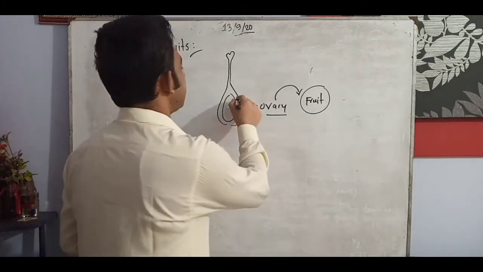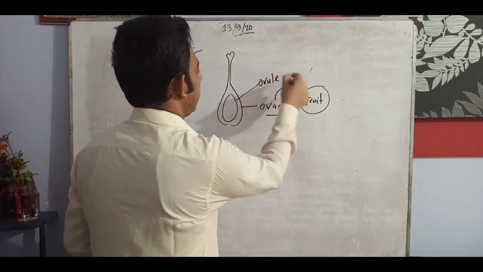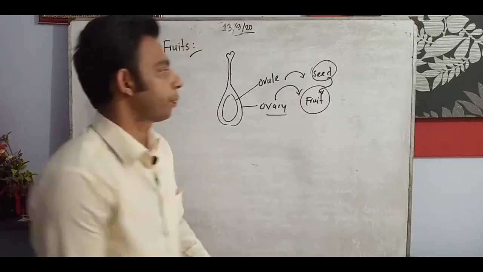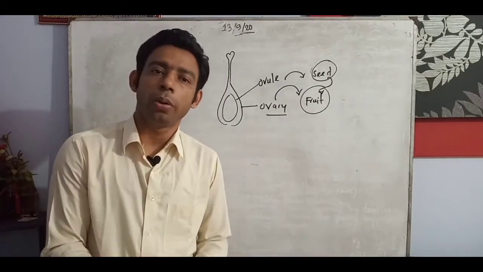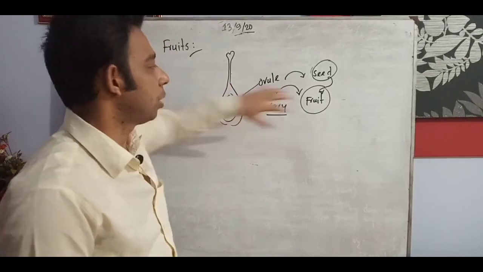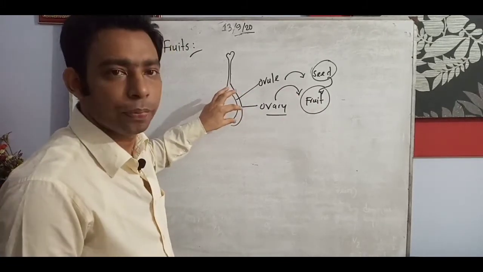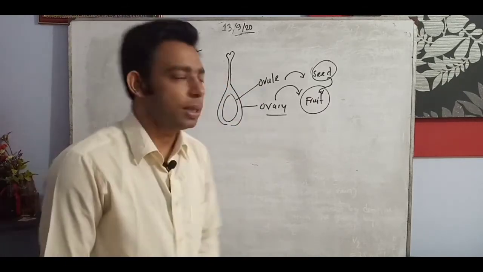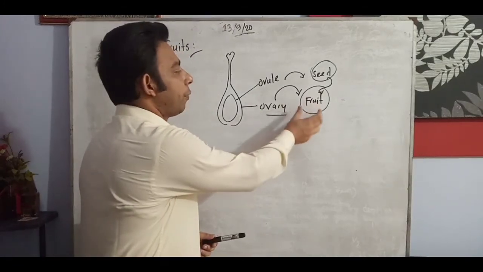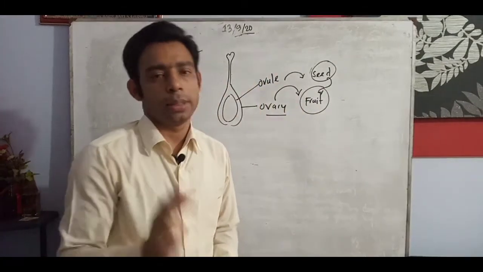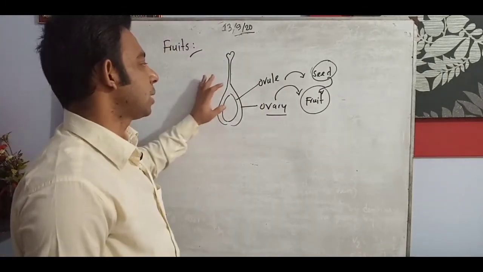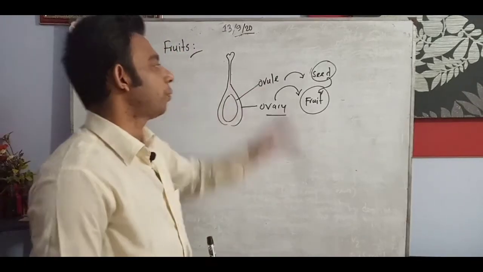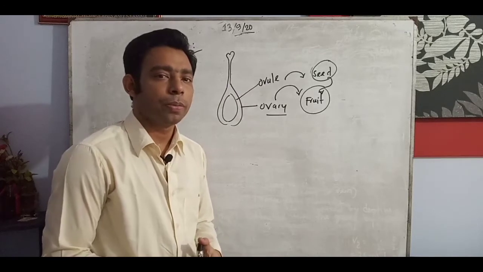The ovule, which is inside the ovary, turns into the seed, and this seed is actually inside the fruit. The ovary converts into the fruit, and inside it the ovule, the female reproductive nucleus-containing part, turns into the seed. So ovary into the fruit and ovule into the seed. I hope you are understanding this part. This is very important to know, my dear students.